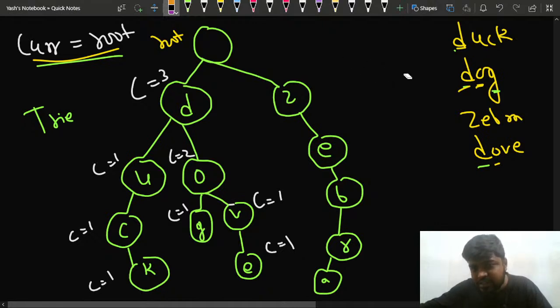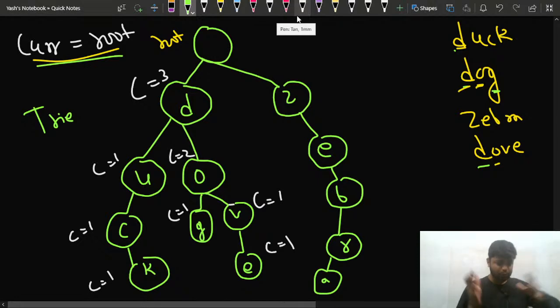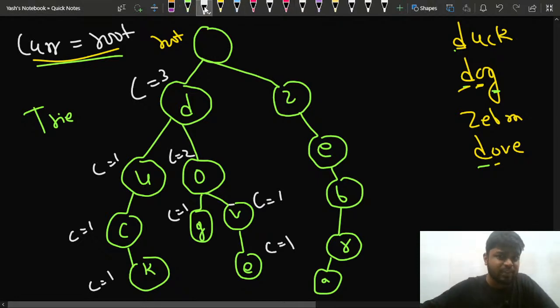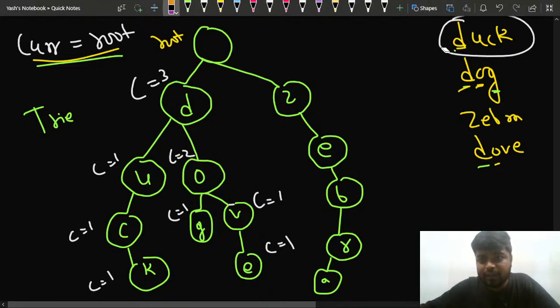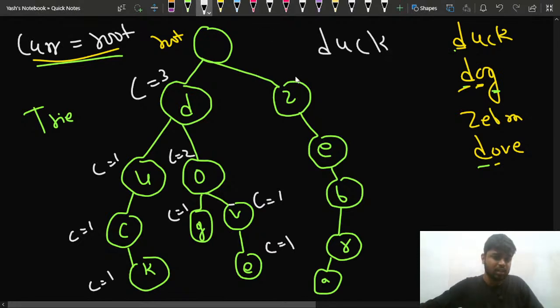Perfect. Now all the words are inserted. So I'll iterate through each word and generate the prefixes. Let's say we have duck, D-U-C-K. From the root I move to this particular node D. Does this D have a count of 1? No, it does not. So just using D to represent duck will not help me.